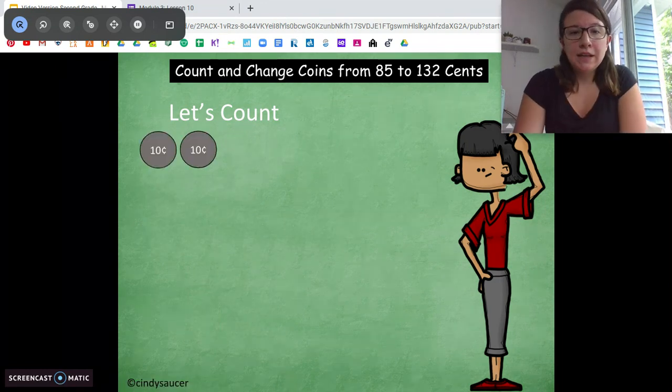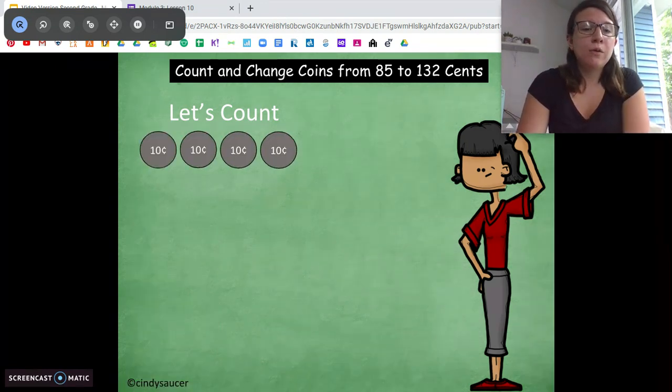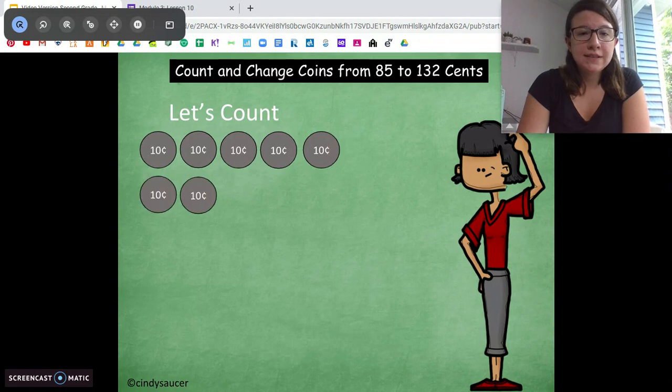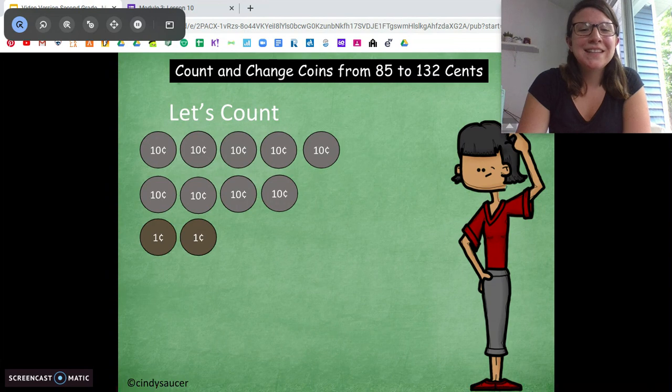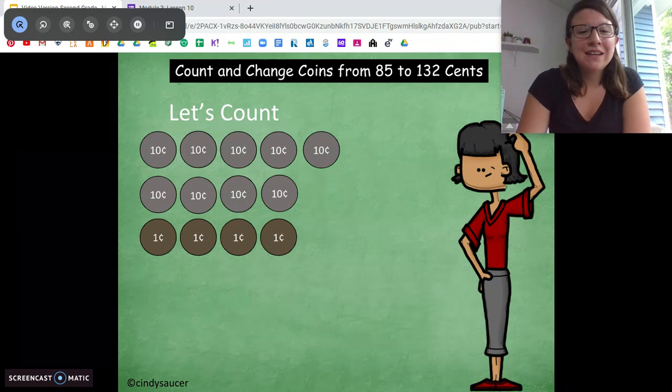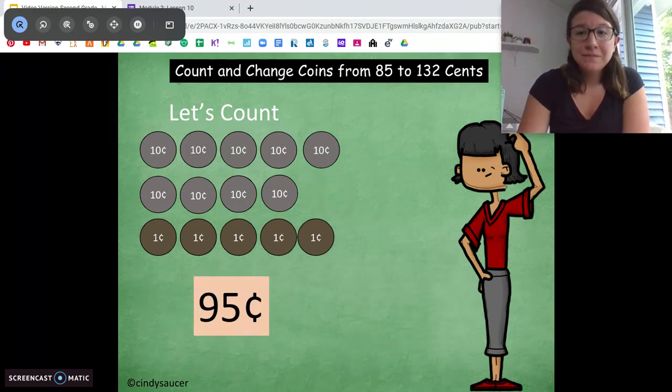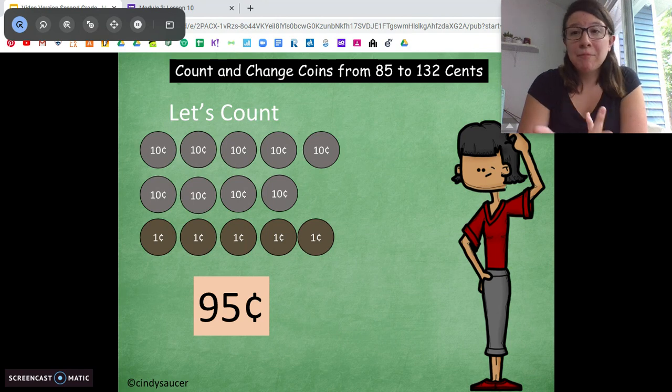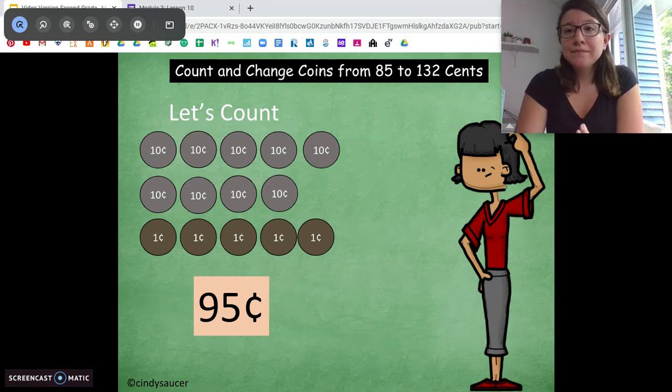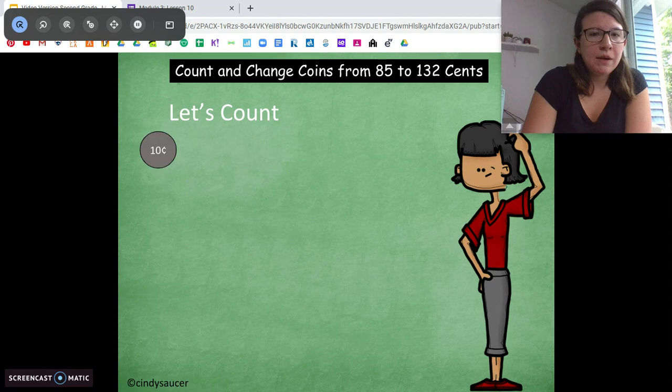Start with dimes. 10, 20, 30, 40, 50, 60, 70, 80, 90, 91, 92, 93, 94, 95. 95 cents. Awesome. Do we have enough pennies to change for a dime? Not yet. All right, let's keep going.